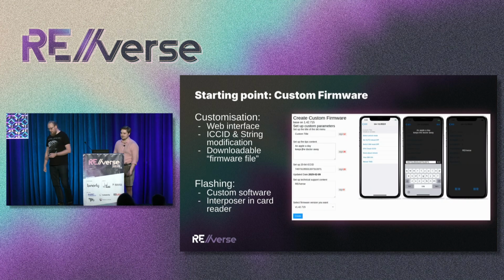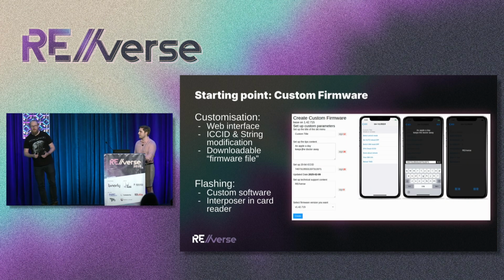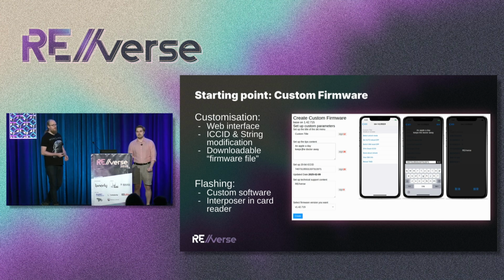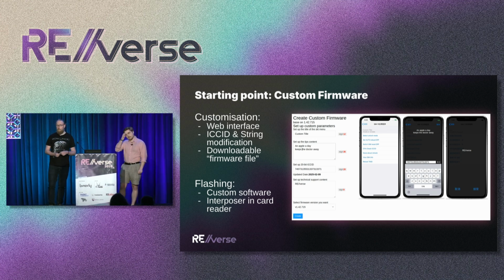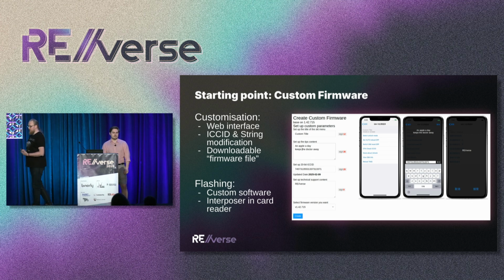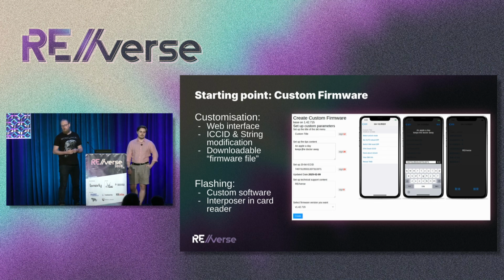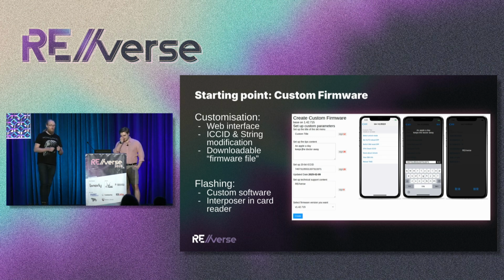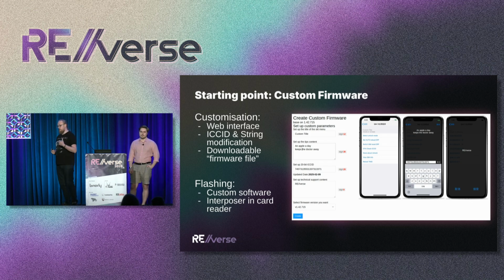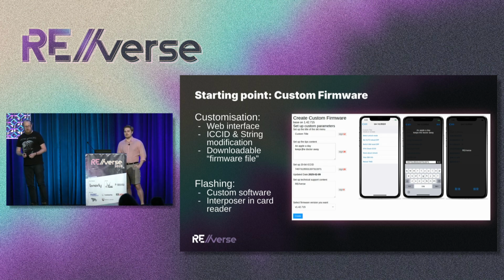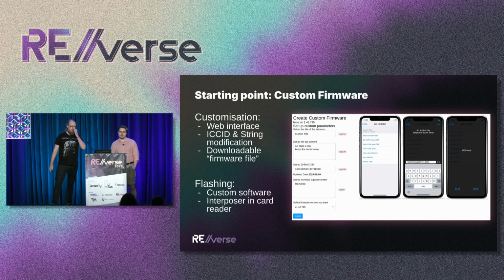Yep. So we bought a couple of those, and we had a starting point why we started looking at it. There was one provider which allowed one to create custom firmware for their SIM cards or for their interposers. To create the custom firmware, they offer a web interface where you can basically change the ECC ID and some strings shown in the menus. You can change it around and then download a firmware file. The firmware file turns out to be just a text file, which then goes into a custom software the provider offers and flashes it to a card or to the interposer when it's inserted into a reader together with a card.